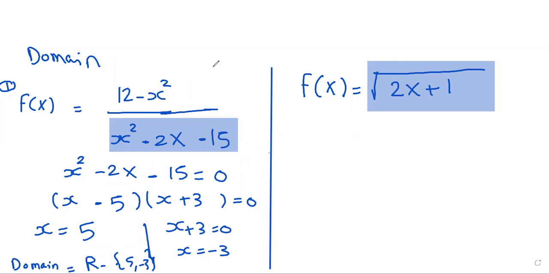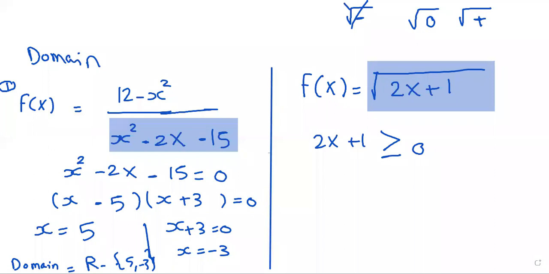And what is the domain of the second one? The domain of the second one, just write 2x plus 1 greater than or equal to 0. Why is that? Because we can find the square root of any positive value. We can find the square root of 0. But we couldn't find the square root of a negative value. So in this case, we will just write 2x plus 1 is more than or equal to 0.